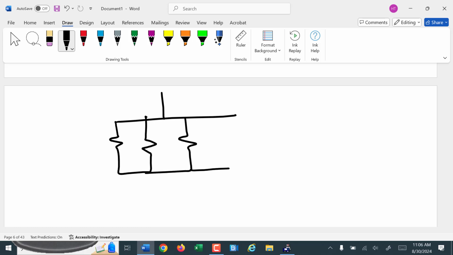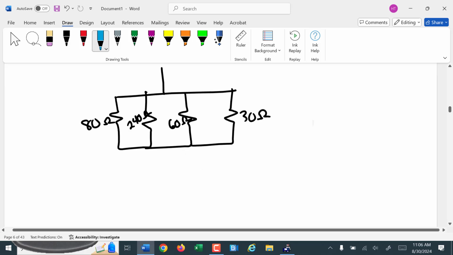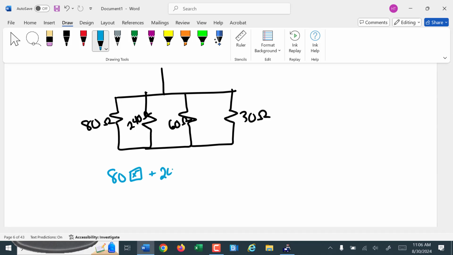And this works with as many resistors in parallel as you could want. I'm only going to do 4 here because that's all I can keep track of in my head. So let's make this 60 ohms. Actually, that's not going to work if I do 60, is it? I'll make it 80 ohms. This will be 240 ohms. This one will be 60 ohms, and this one over here is going to be 30 ohms.